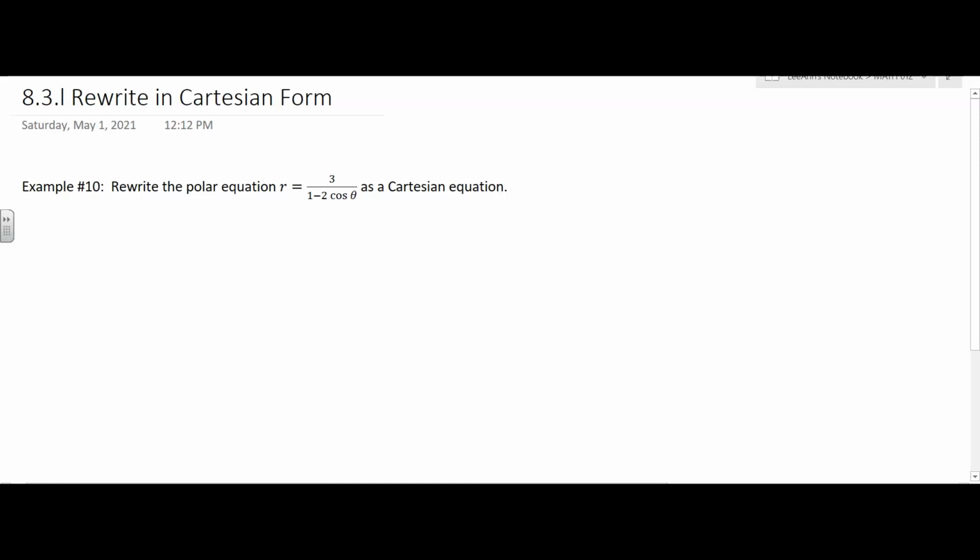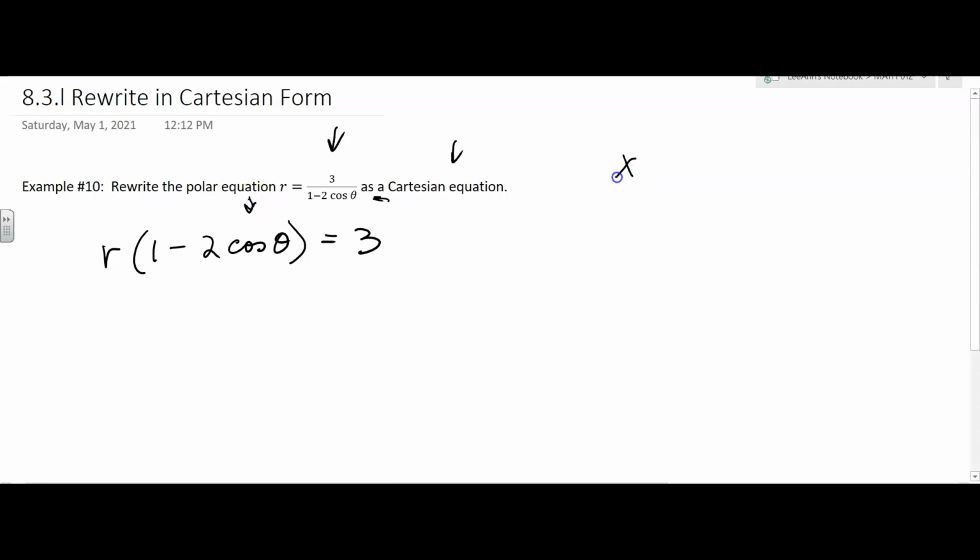Okay, so we have a polar equation here. We know that it's got an r and theta, and we want to write it as a Cartesian equation. First I'm going to multiply the denominator out. So I'm going to have r times 1 minus 2 cosine theta equals 3. So I'm getting rid of that denominator.